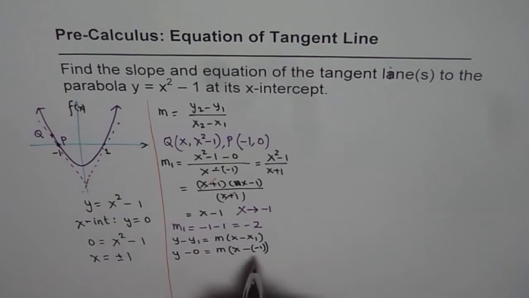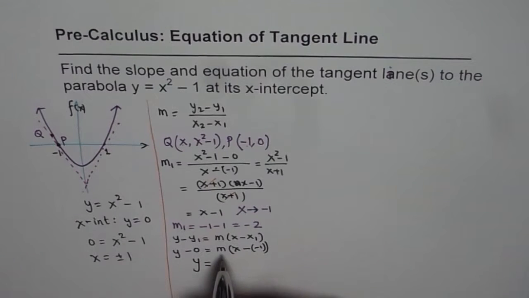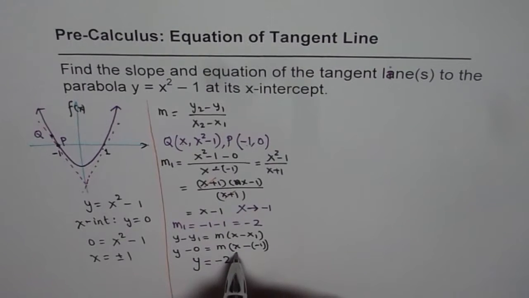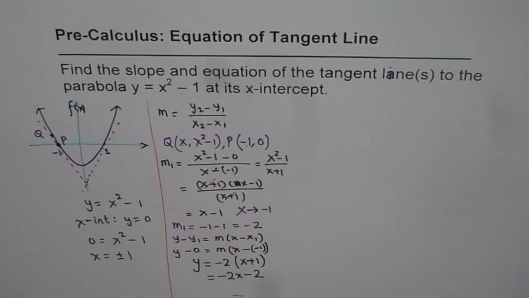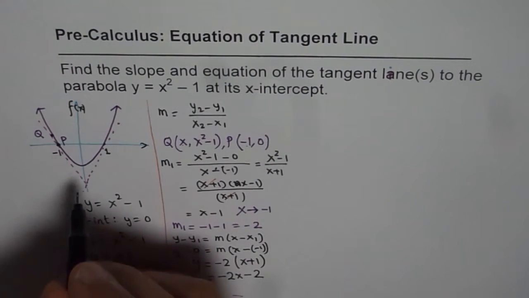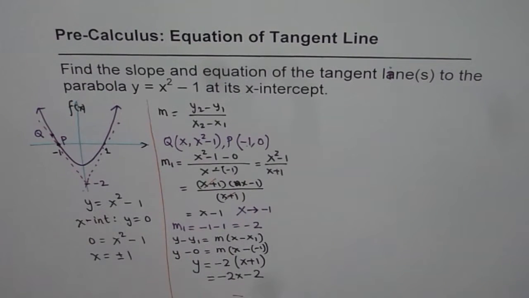So that is what we get, and so we get y equals mx, and m is minus 2. Let me write minus 2 for m, so I get minus 2 times x plus 1. Is it okay? Now we can expand it, so we get minus 2x minus 2. So that means the equation of this line, which is drawn here, should have a y-intercept at minus 2, right? And the slope is also minus 2, correct? So we get the equation of the first line.